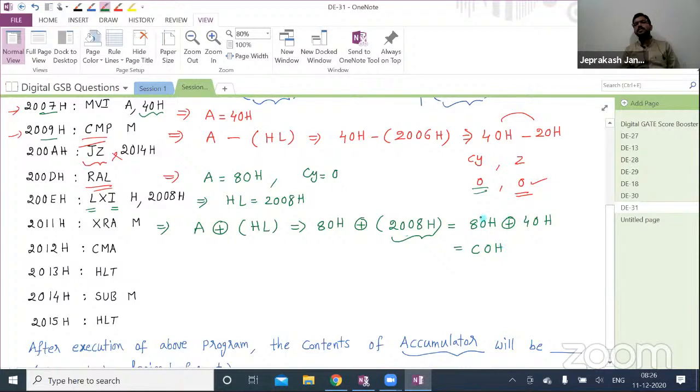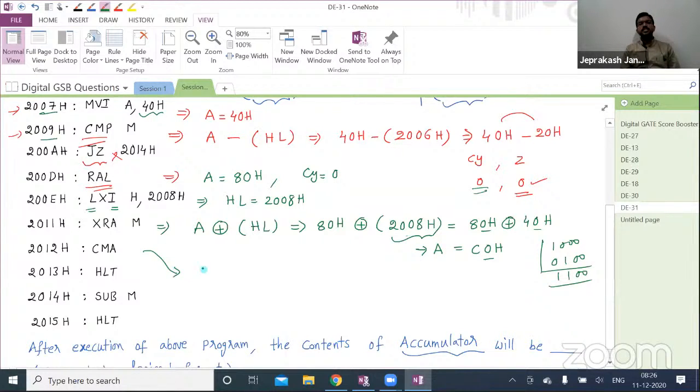Convert both the numbers into binary, and after that perform the exclusive OR operation. 8 is nothing but 1000. 4 is nothing but 0100. If you perform exclusive OR, you will get 1100. That is nothing but C0H. Right. So this is your accumulator content.